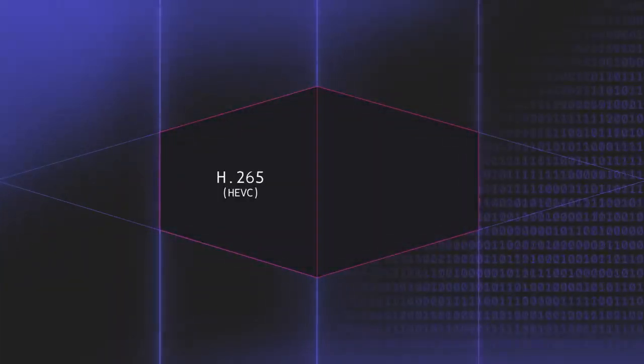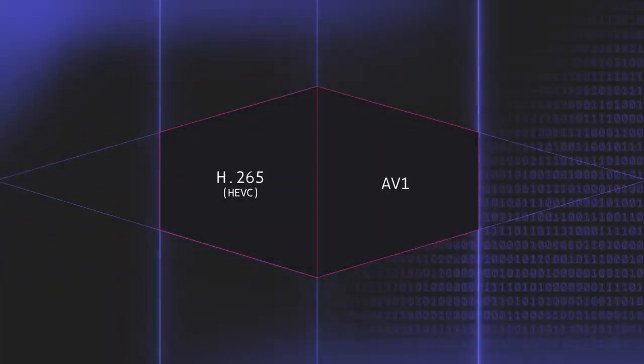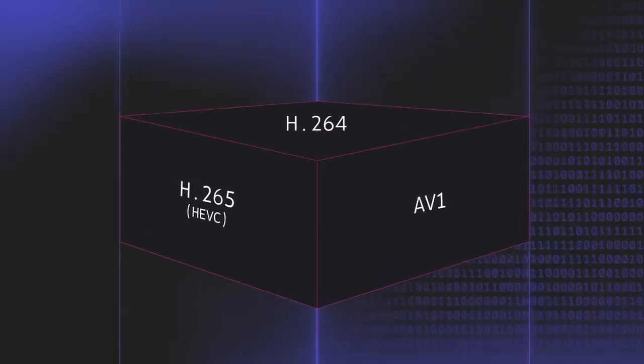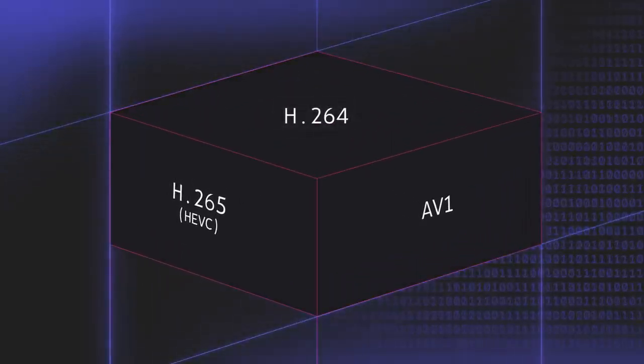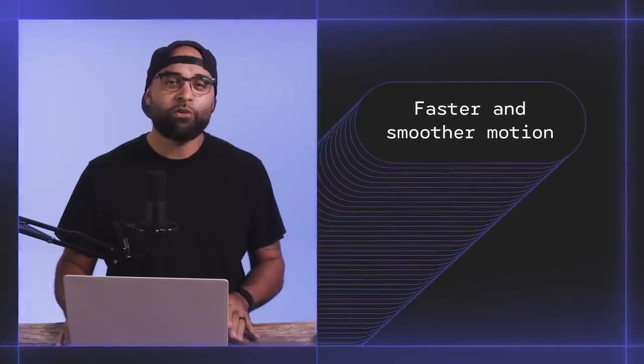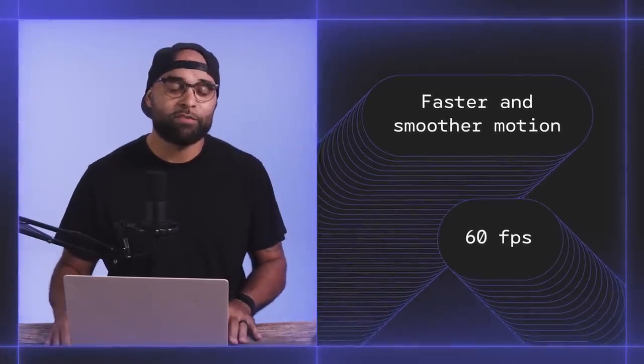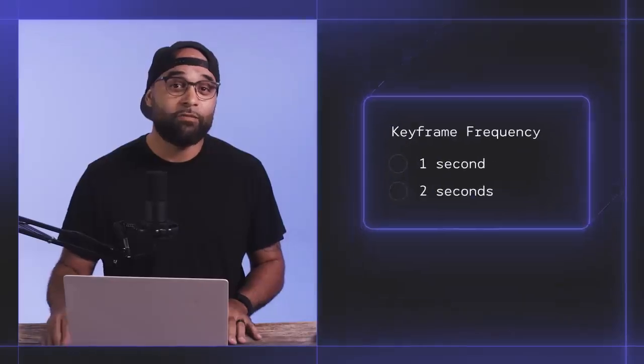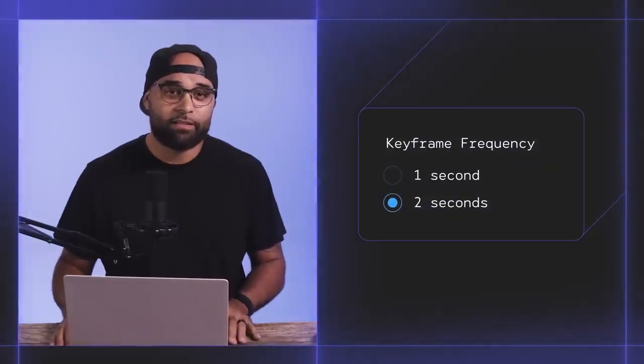While Simulstreaming, finding a balance between smooth playback for your viewers and high quality visuals is key. We recommend using codecs like H.265, HEVC, or AV1 for the best visuals. And if those aren't an option for your setup, H.264 also delivers great results. For faster and smoother motion, shoot for a frame rate up to 60 frames per second. And make sure to set your keyframe frequency to 2 seconds for optimal compatibility and quality.